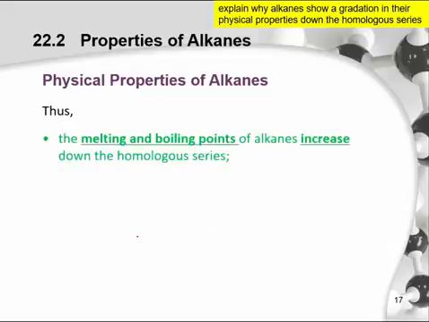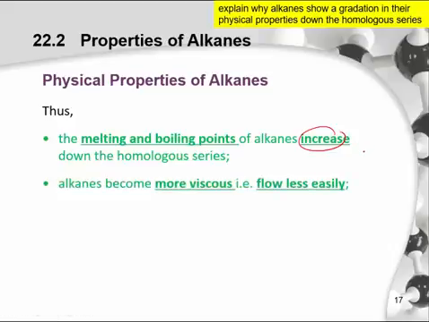The melting and boiling points increase because more energy is needed to overcome the stronger intermolecular forces. And as the alkane chain becomes longer, it does not flow easily, hence it becomes more viscous. More viscous refers to less ease to flow. For example, honey has high viscosity because it doesn't flow easily.